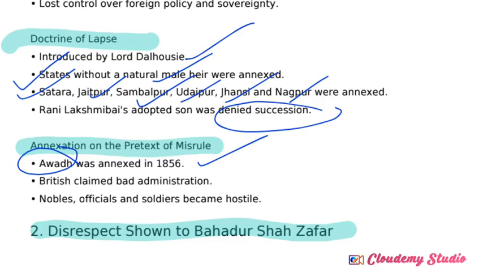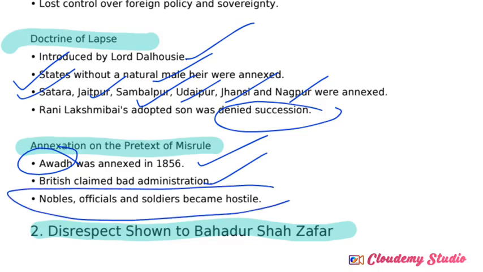The British claimed bad administration, meaning the region was not being administered properly by the Indian rulers. That's why it must come under the Britishers. These were the reasons given by the British officials, and they annexed Awadh in 1856. So nobles, officials and soldiers became hostile towards the Britishers.